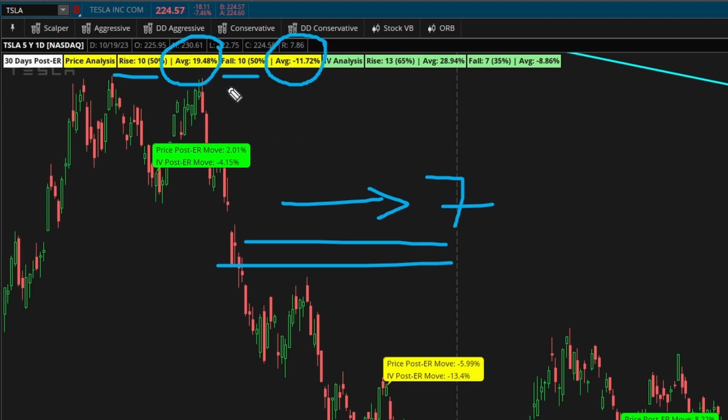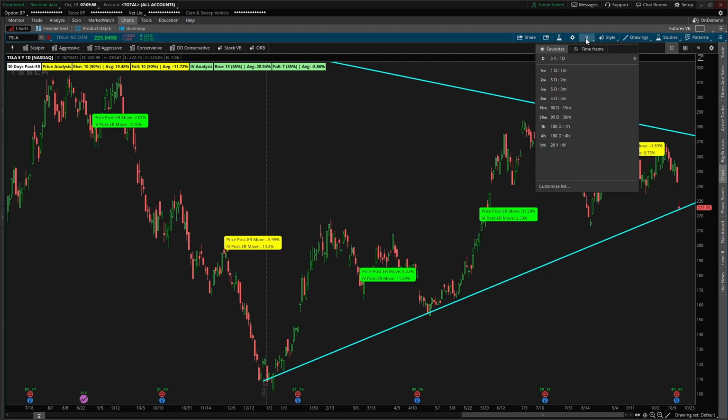10% of this 19.48 took place in that first 7 days. So that first 7 days is really what's catching my eye inside of Tesla right now. But this was only using the past 5 years worth of data. What happens if instead of 5 years, we load in the max available data?